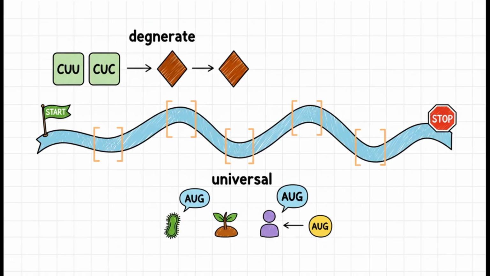Now, this code has some really cool features. It's degenerate, which means that for some amino acids, there's more than one codon that codes for it. But it's also unambiguous, meaning one codon will only ever code for one specific amino acid. And maybe the most amazing thing is that this code is pretty much universal, from bacteria to humans. It also has a specific start signal, AUG, and 3 stop signals.